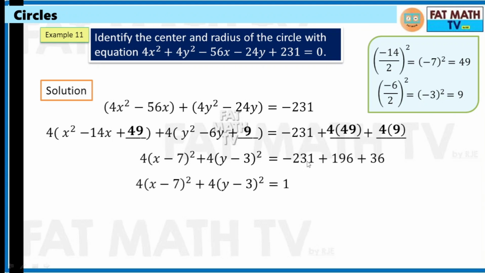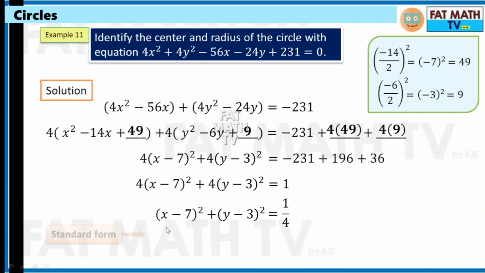And then negative 231 plus 196 is negative 35. Negative 35 plus 36 is 1. And then for the standard equation, there should be no whole number here outside. So divide both sides of the equation by 4. If you divide both sides of the equation by 4, you should divide each term by 4. So divide this by 4, the 4 will cancel, you will get x minus 7 squared. Divide this by 4, the 4 will cancel, so you will have y minus 3 squared. And 1 divided by 4 is 1/4, or 1 over 4.